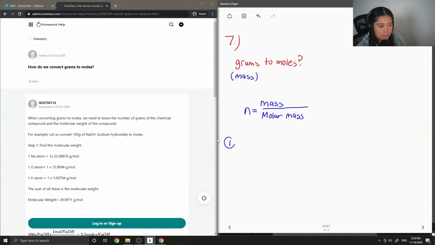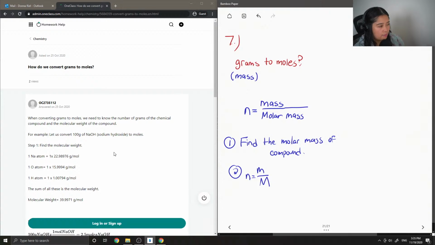So step 1 would be to find the molar mass of the compound. This is just using the values you would find on your periodic table. And then secondly, you would just use n equals mass over molar mass.